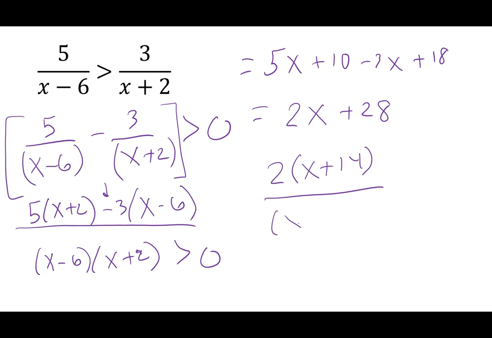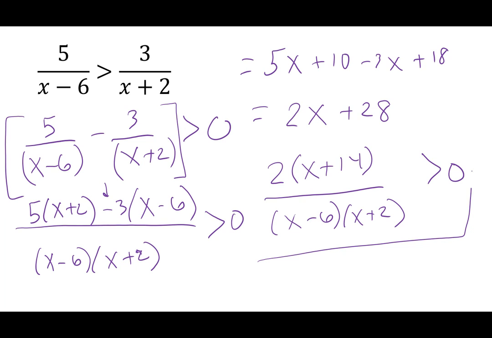And then don't forget my denominator, which I just left out for a minute to save myself a step. And this is going to be greater than 0. I'm sorry, this should really be greater than 0. So 2 times (x plus 14) over (x minus 6) times (x plus 2) greater than 0. Again, this is now the rational function in question that I am trying to solve. You have to make sure that you get everything to one side in relation to 0, or it's not going to work. Just like the previous one, let me go ahead and pull up a nice fresh slide here.